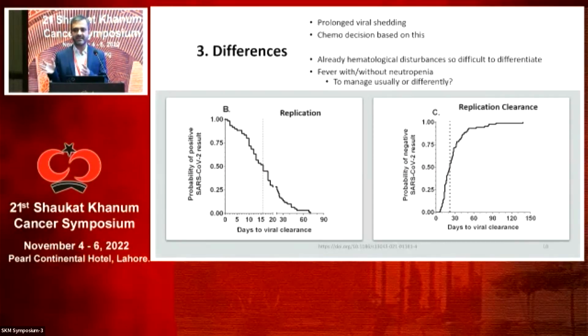And this has an impact on the decision to hold or restart chemo, or how we start chemo in these patients. Other than that, children who have hematological cancers have hematological disturbances, so sometimes it's difficult to differentiate whether the underlying D-dimers are because of the disease or because of COVID-19. It is also tough to decide sometimes, especially in the earlier days of the pandemic, whether we manage these patients as febrile neutropenia, or whether this is COVID, or whether we need to change the protocol.